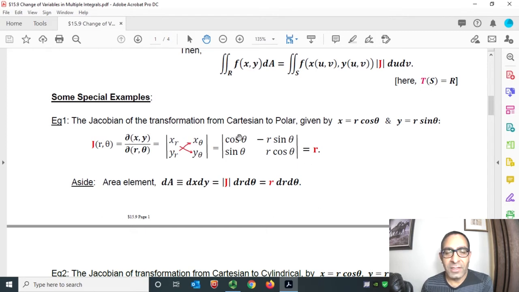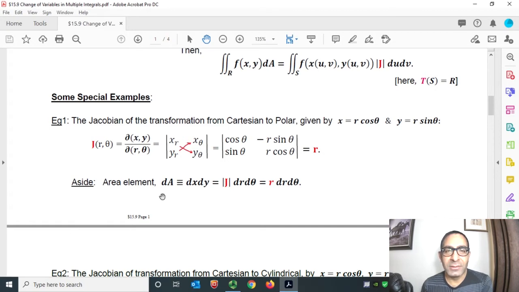We expand this determinant: we multiply this diagonally, and we multiply this diagonally, and we subtract the product along these diagonal entries from the product along these diagonal entries. So we have r times cosine square theta minus negative r sine square theta. That is, we have r cosine square theta plus r sine square theta. Then we pull the r outside, then inside the parenthesis we have cosine square theta plus sine square theta, which turns out to be 1. So we have simply r.